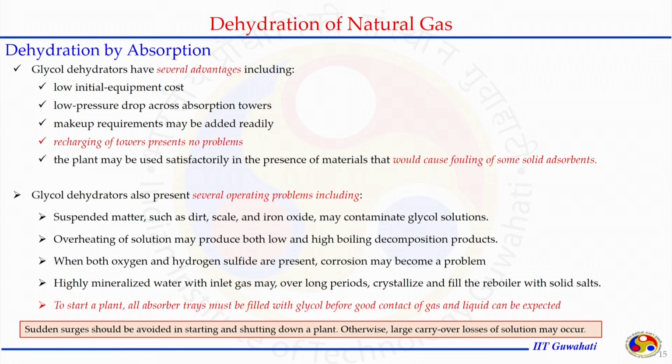When both oxygen and hydrogen sulfide are present, corrosion may become a problem. That is a universal problem: when we have water and hydrogen sulfide together, the problem of corrosion will be there. Highly mineralized water with the inlet gas may, over a long time period, crystallize and fill the reboiler with solid salts.